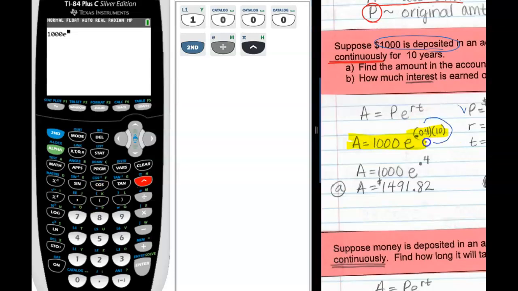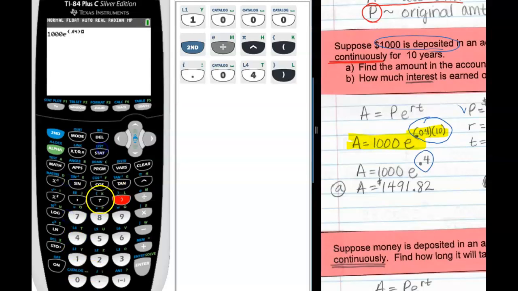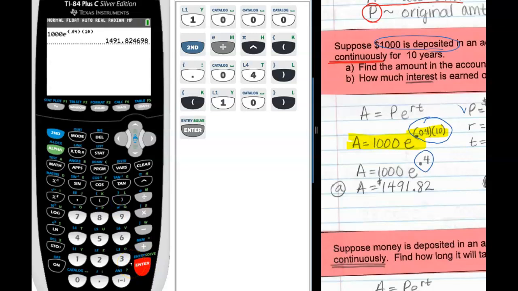And then I can multiply 0.04 times 10 and get 0.4, but I'm going to show you that I can stick it in parentheses as well here. So I'm going to put 0.04, close parentheses, open parentheses, and put a 10 right here. And we can see the exact same thing that we have highlighted is exactly what we have here. When I push enter, we're going to find that at the end of 10 years, you would have $1,491.82. And that's where I'm getting this value from here.